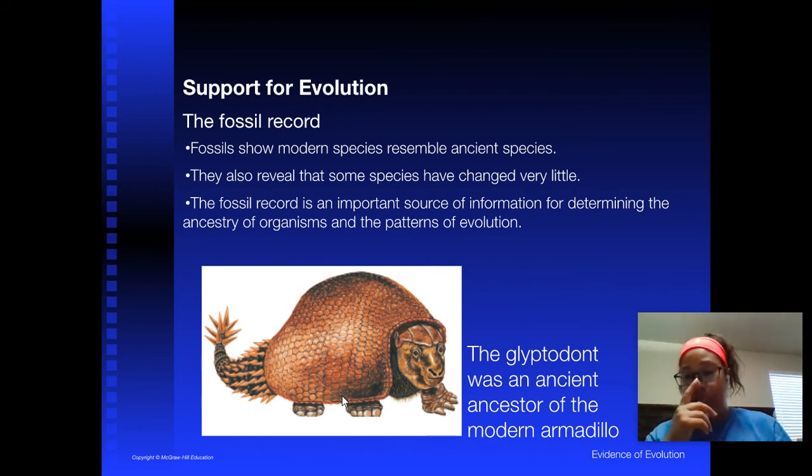But you can see here, however you say that name, Glyptodon, I don't know, that's a crazy name. Anyway, it's an ancient ancestor of the armadillo. You can see that it looks like it, and you can tell that it's of that family, but it's not quite the same. It resembles, but it's different. Okay.